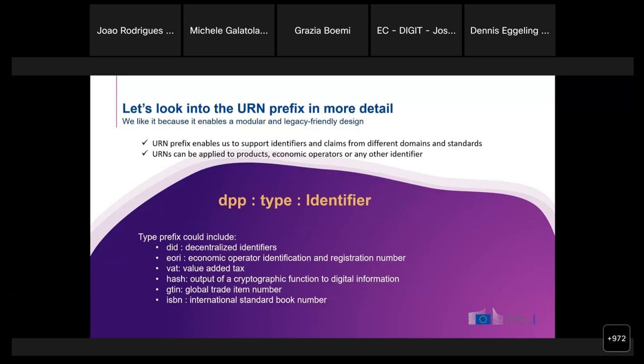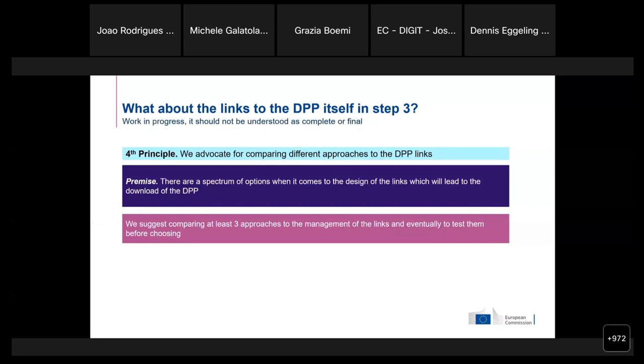So now let's go to the next challenge to solve. How to link the data carrier and the online information about the DPP that is stored in the decentralized data system. Here, the design principle that we have followed is to compare different approaches on how to store and how to obtain a link to access the online DPP. We have started this analysis by the comparison of at least 3 approaches to manage this link in order to test and to evaluate before choosing. Next slide, please.